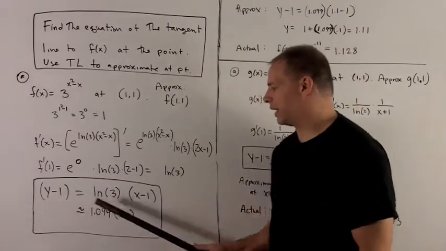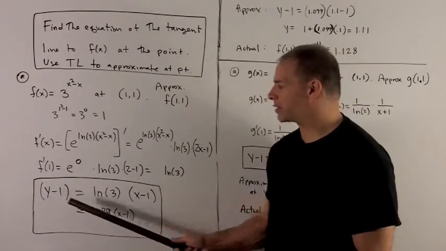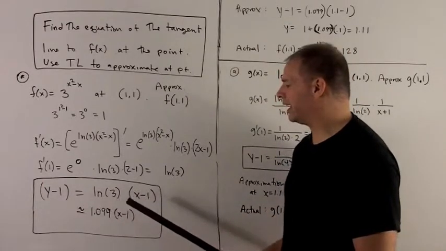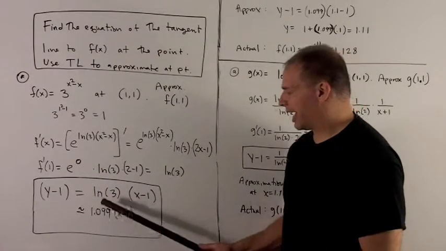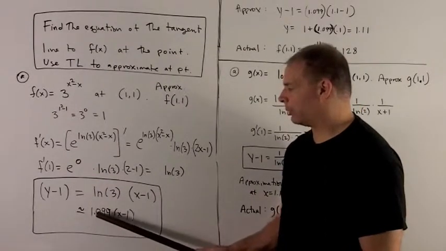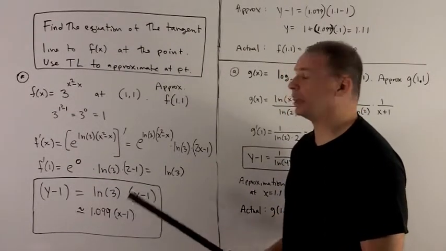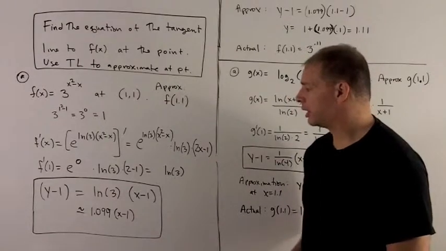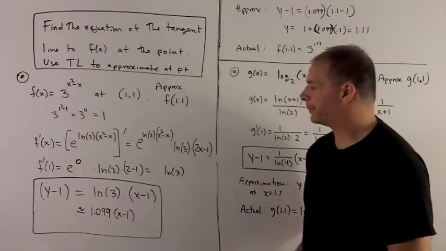And now putting it into the equation of a line, I have y minus 1 equals natural log of 3 times x minus 1. And natural log of 3 is roughly 1.099. So that's my tangent line.